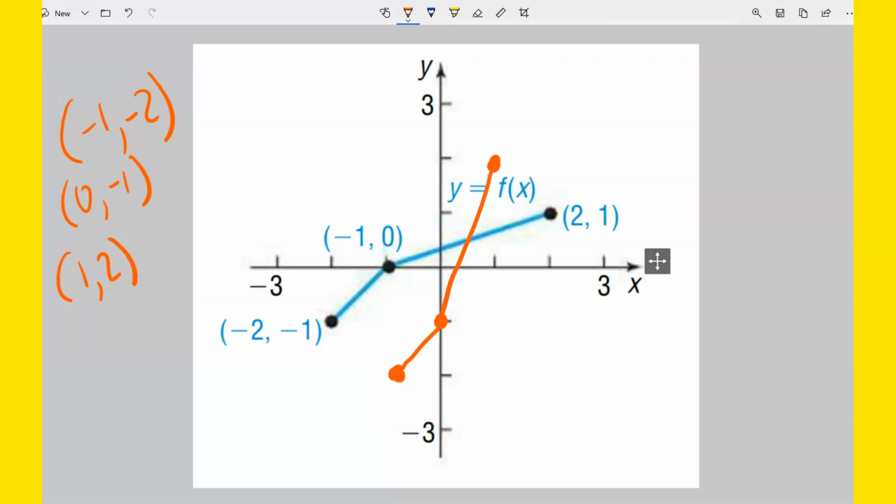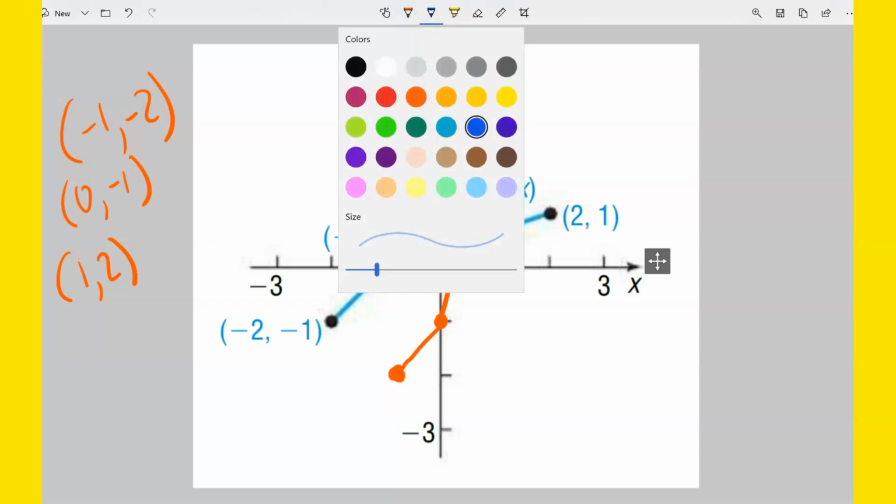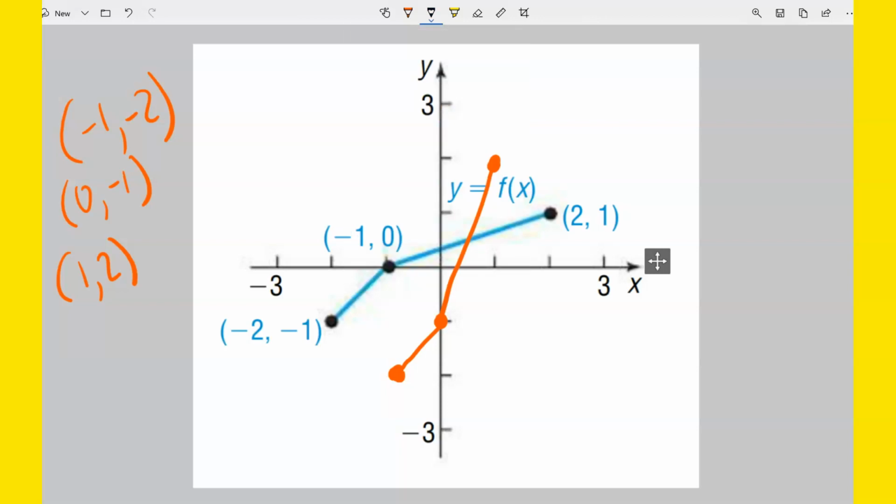And hopefully you can see that this is symmetrical about this line right here, y equals x. Here's the line y equals x. Right, 1, 1, 2, 2, 3, 3, 0, 0, -1, -1, -2, -2. The line y equals x perfectly divides that. So you can see that symmetry.